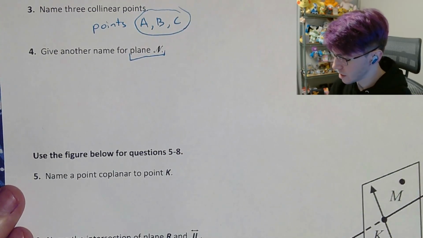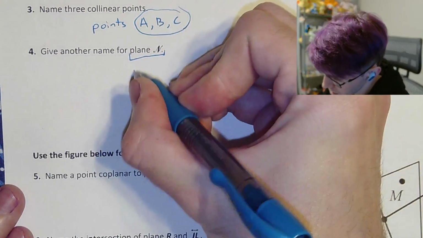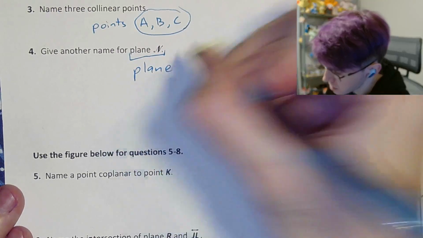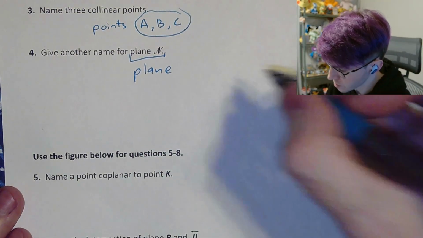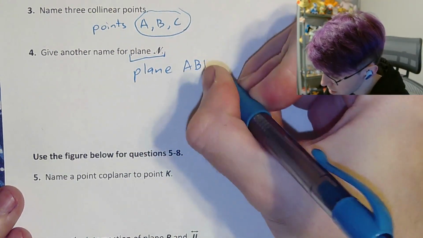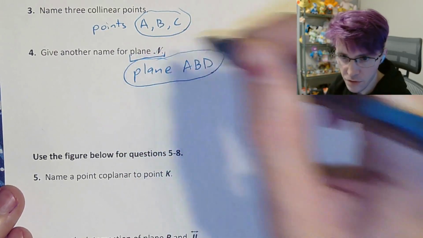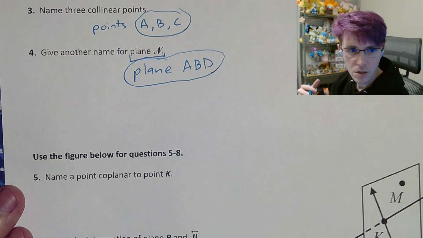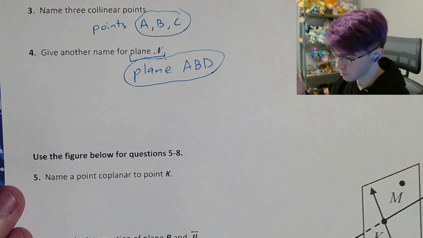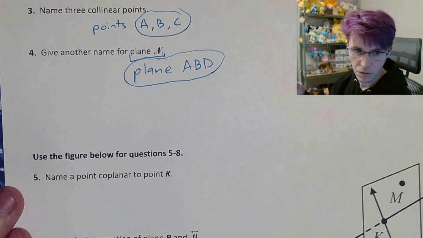So, anyways, we're going to go ahead and say plane. And again, any of those orderings, we're going to say A, B, D. And you actually do need that entire word there this time. You actually need the whole thing. You can't just skip the word plane there like you could with the word points up above. You gotta actually write the whole thing.